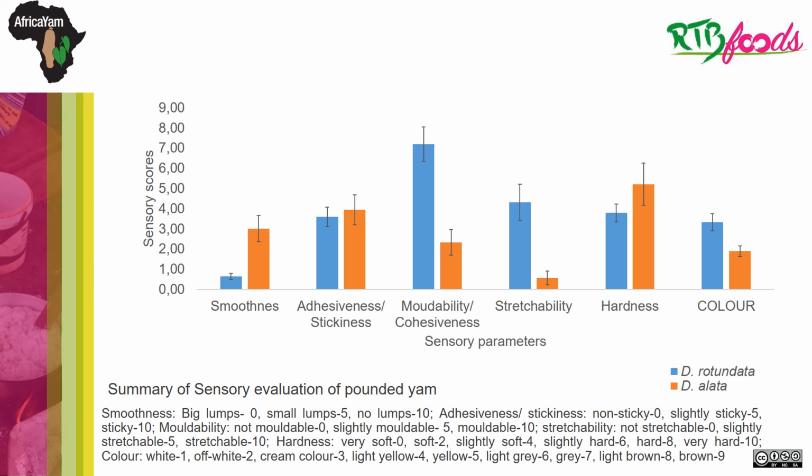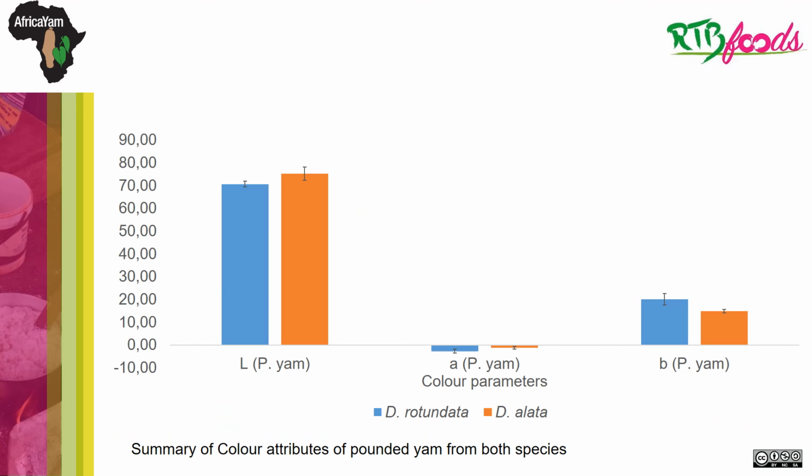And then we looked at the adhesiveness and stickiness, which was based on non-sticky 0 and then maximum stickiness 10. Both of them were between 3 and 4. So that means they were slightly sticky. And then we went to the moldability, not moldable 0 and then very moldable 10. So we saw that D. rotundata was more moldable. I want to say that these scales that we used are based on the SOP that was developed for pounded yam, and that is what all the institutions working on pounded yam are doing.